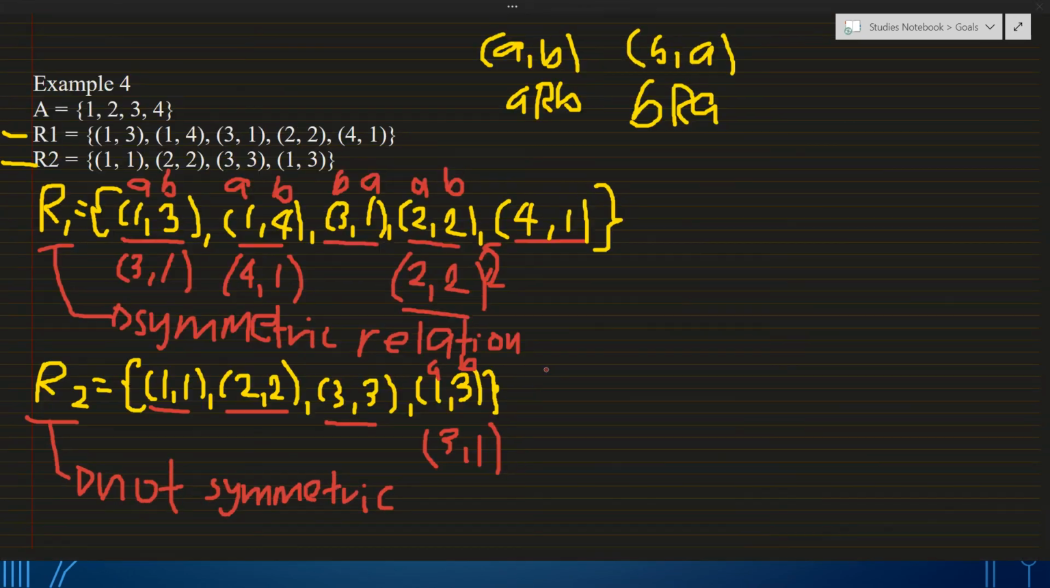Now we are done discussing antisymmetric relation and its example here.